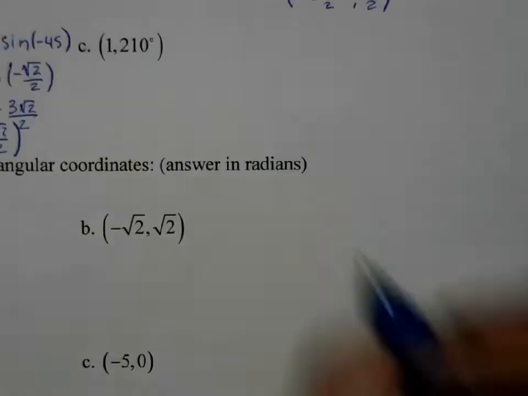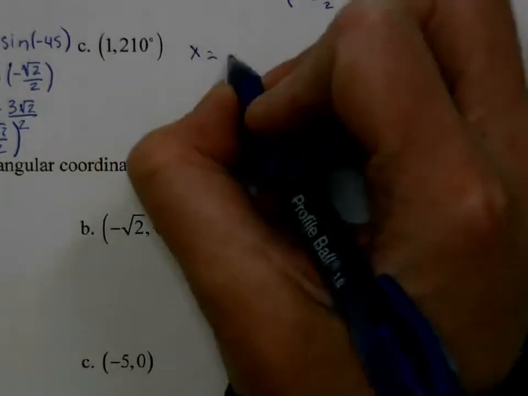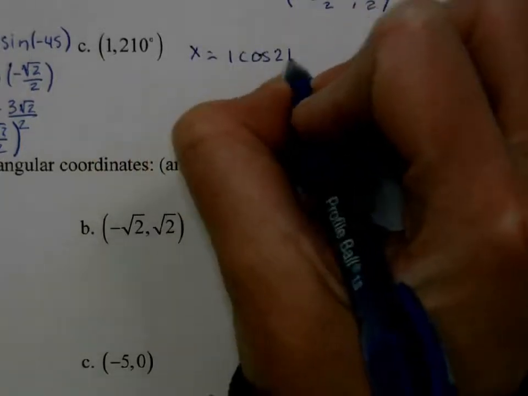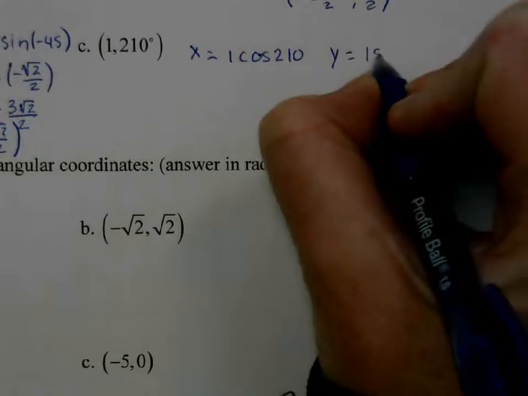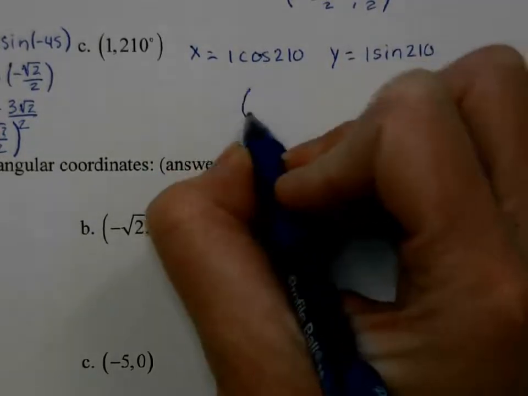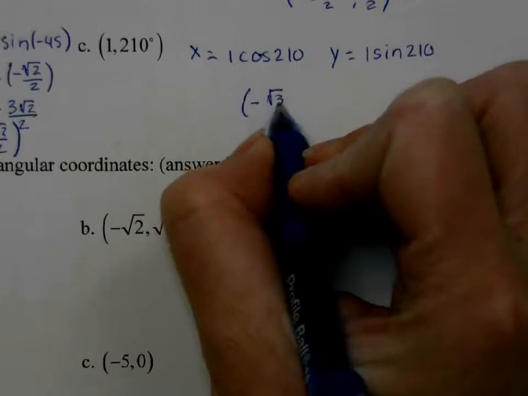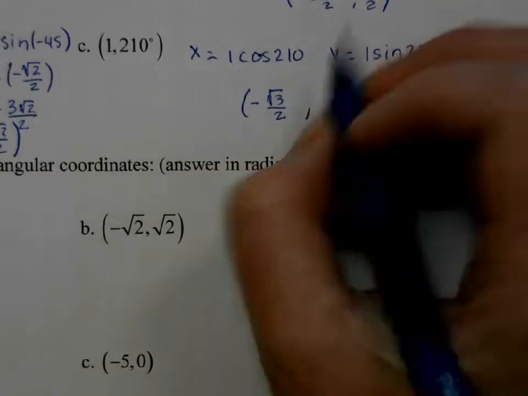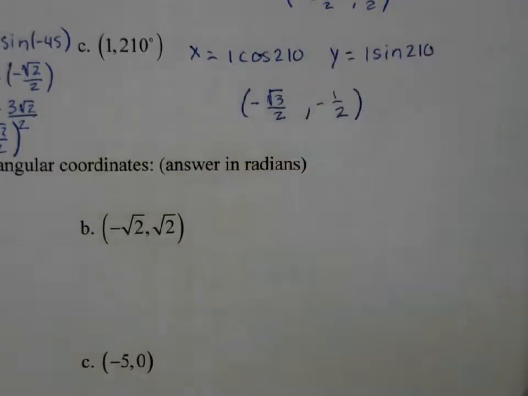Okay, last one in this section, x equals 1 cosine 210, y is 1 sine 210. The cosine of 210 is negative root 3 over 2. Our y value is negative 1/2. So those are our coordinates.